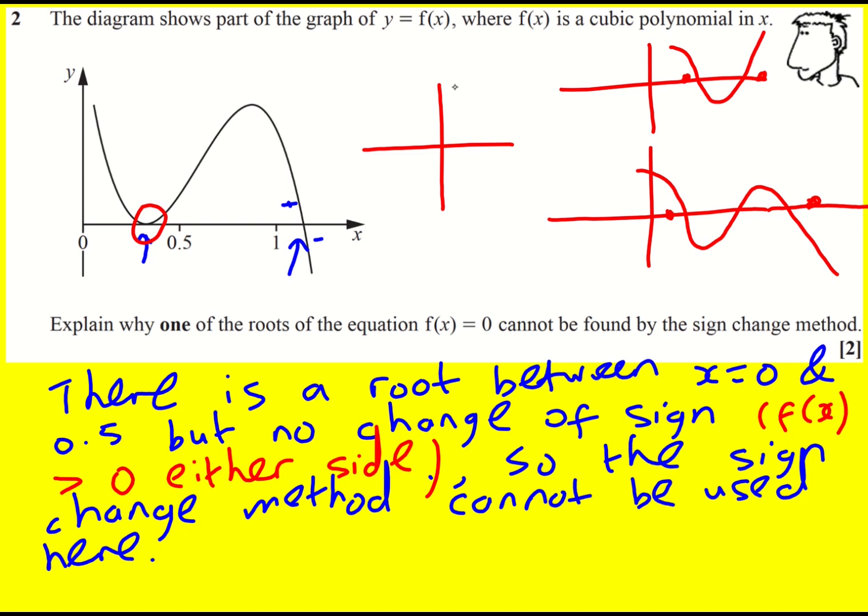Just because you get a sign change doesn't mean there is a root, because you also have to have the functions being continuous. 1 over x, for example, goes from negative to positive, but there's no root because there's a discontinuity. So these are just some of the things to be aware of.